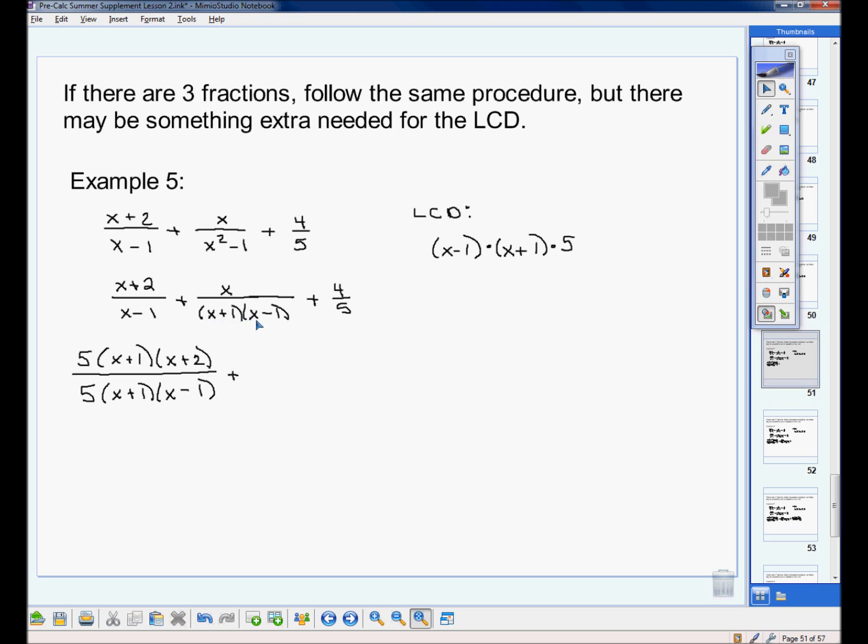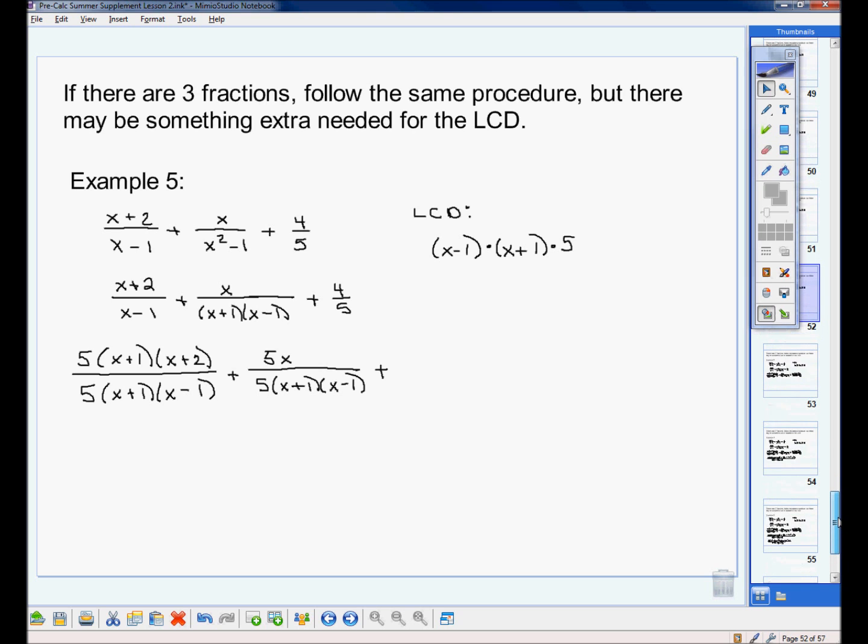What does this one need? It has an x plus 1 and an x minus 1. Okay, got those two. But it needs a 5. So we'll multiply numerator and denominator here by 5. There's our 5 and our 5. Now this one needs just about everything. It has a 5, but it needs an x minus 1 and an x plus 1. And that has to happen in the numerator and in the denominator. So we need to multiply that x plus 1, x minus 1 times both the 4 and the 5.